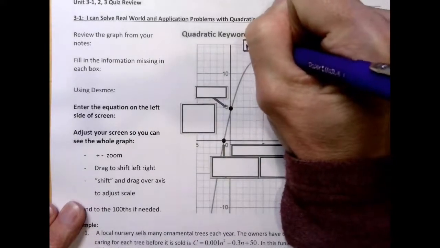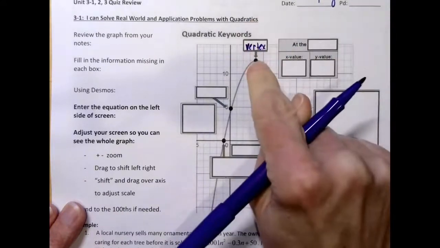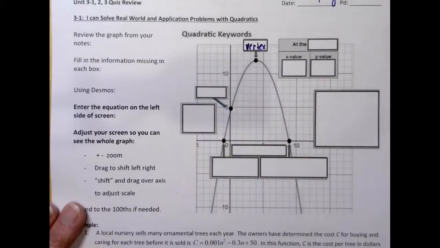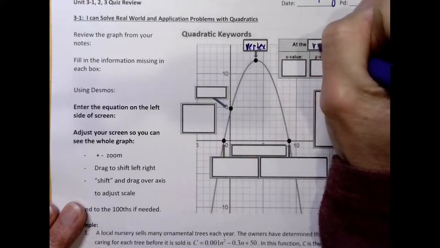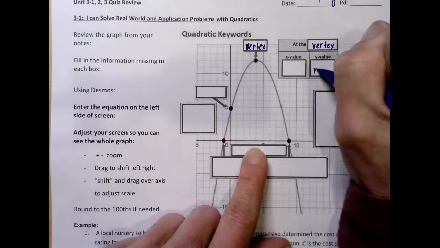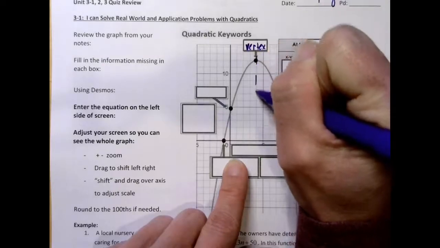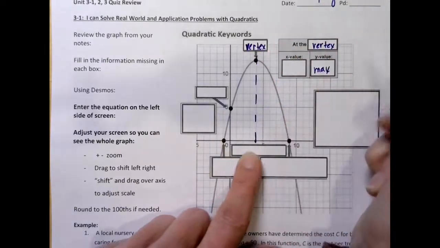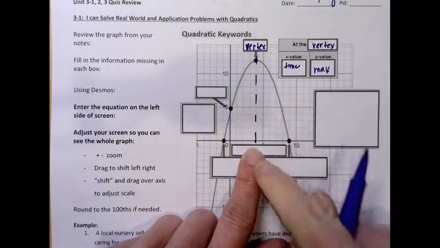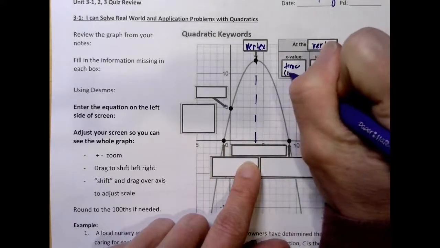So we're going to remember this here is going to be our vertex. And our vertex is going to be our maximum for a graph that's down like a frown, or our minimum for a graph that's up like a cup. At this vertex, this y value is going to be this maximum. And this x value, remember this is our line of symmetry, is going to be either the time that it hits the top, or whatever your input value is going to help you figure that out.